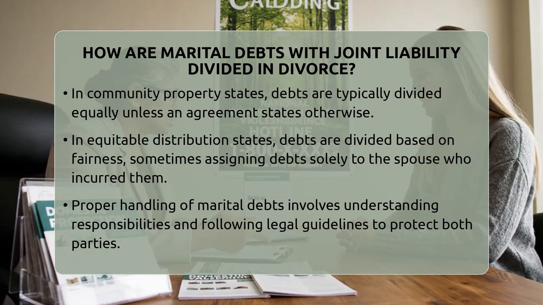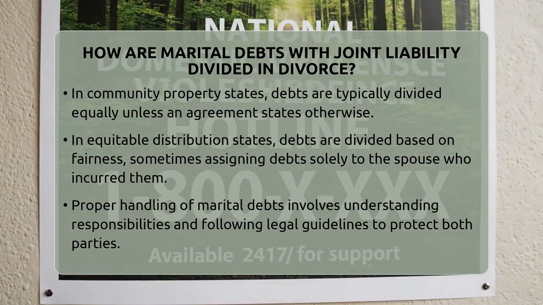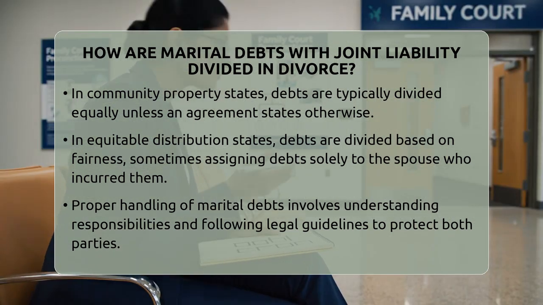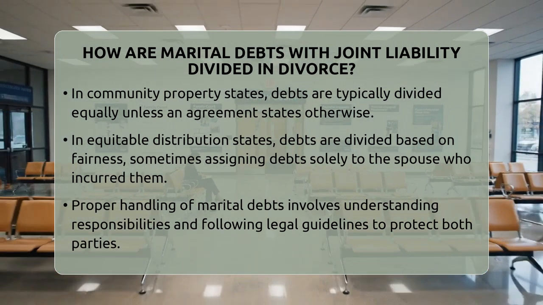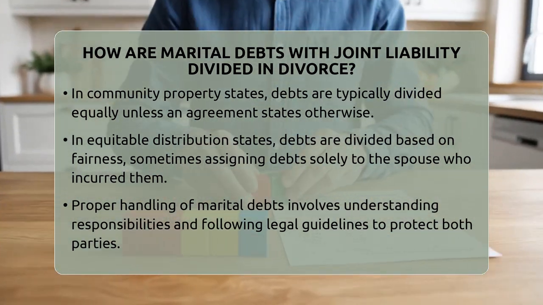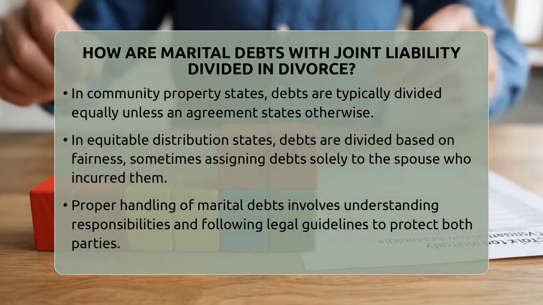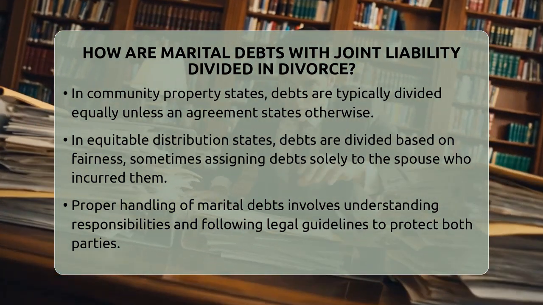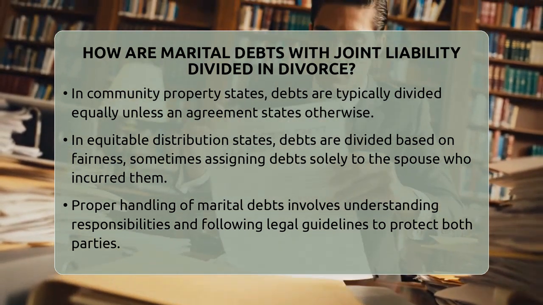Sometimes, certain debts are assigned only to the spouse who incurred them, especially if they are for personal reasons unrelated to the marriage. Overall, dividing marital debts with joint liability involves understanding the responsibilities both spouses share and how the law guides fair division. It's important to address these debts properly through agreements or court decisions to ensure both parties are protected and debts are settled fairly.